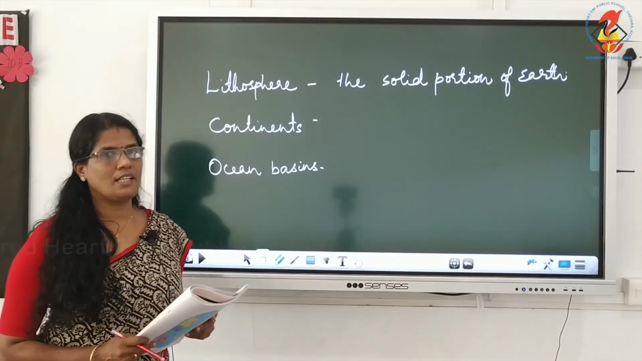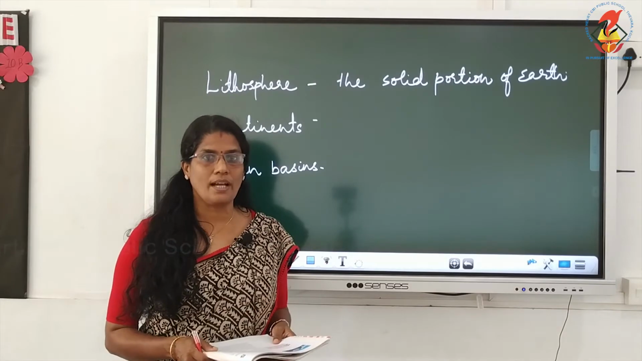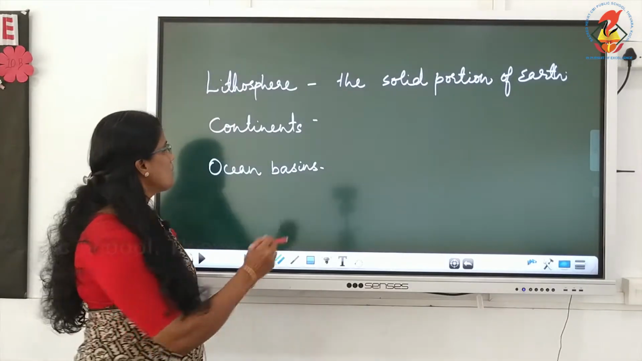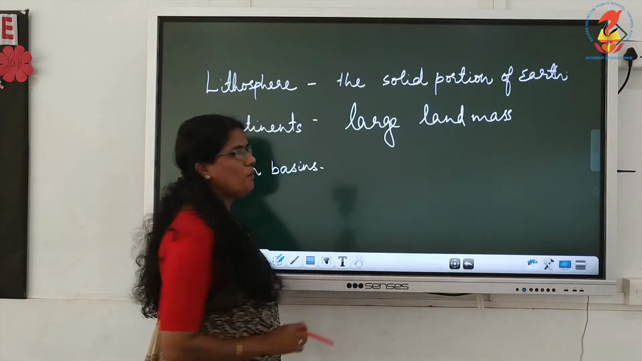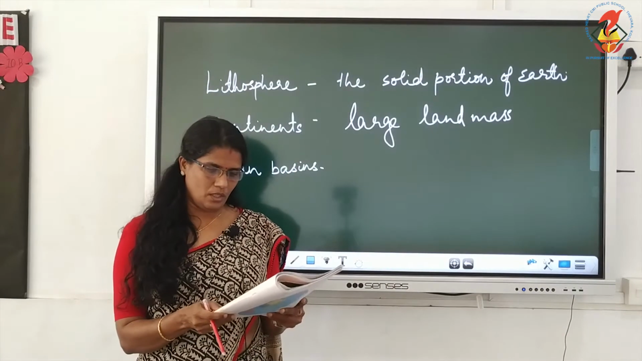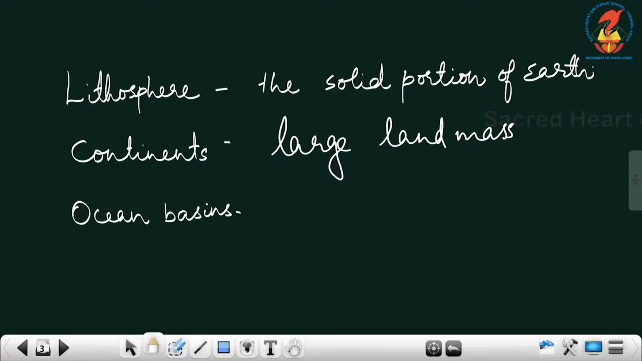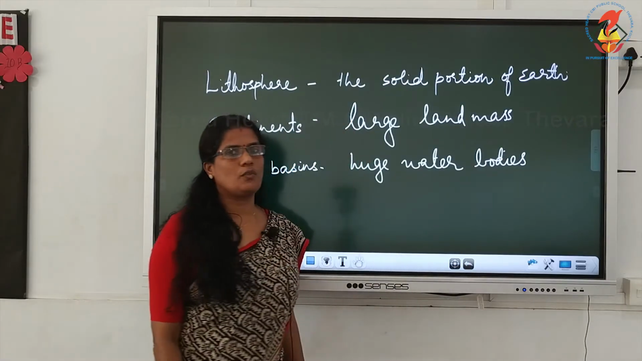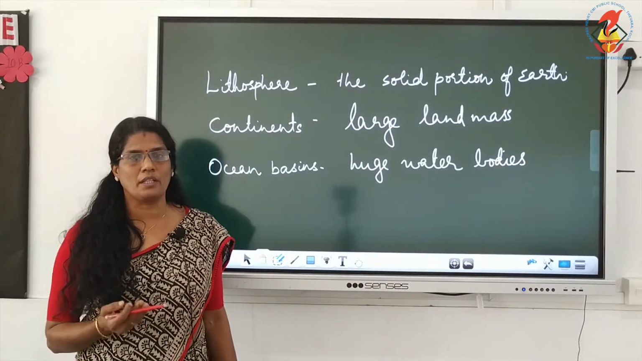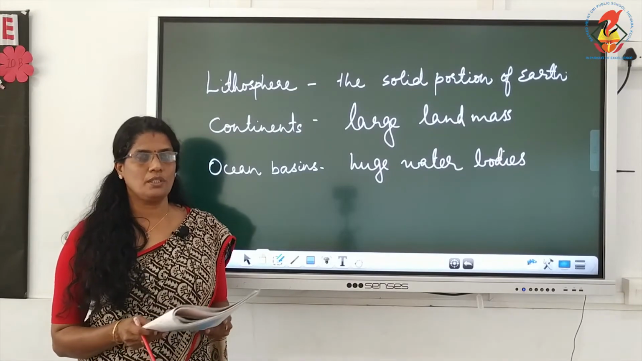We already studied in class 5 that large land masses are called continents. Now for ocean bodies, you can write: huge water bodies are called ocean basins. So lithosphere has 2 main divisions. One is continent and another one is ocean basin.